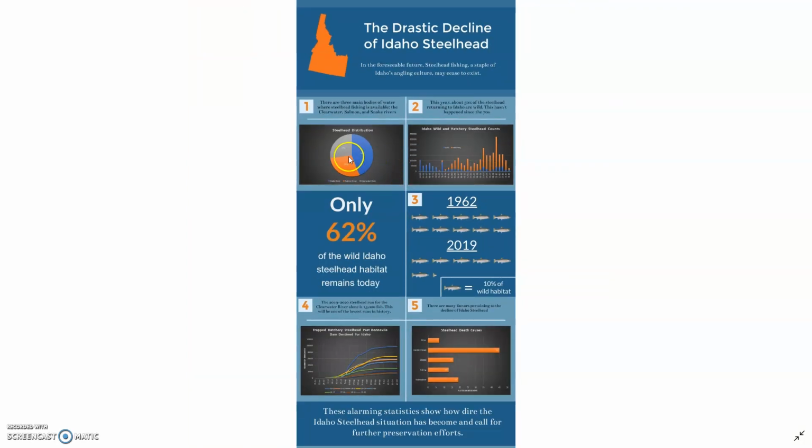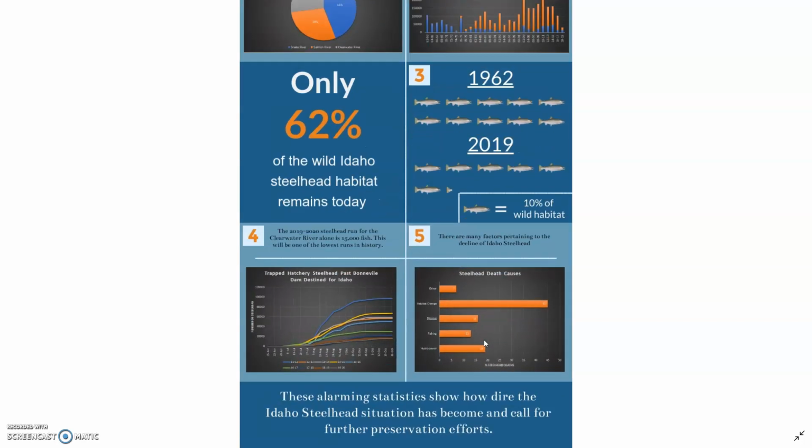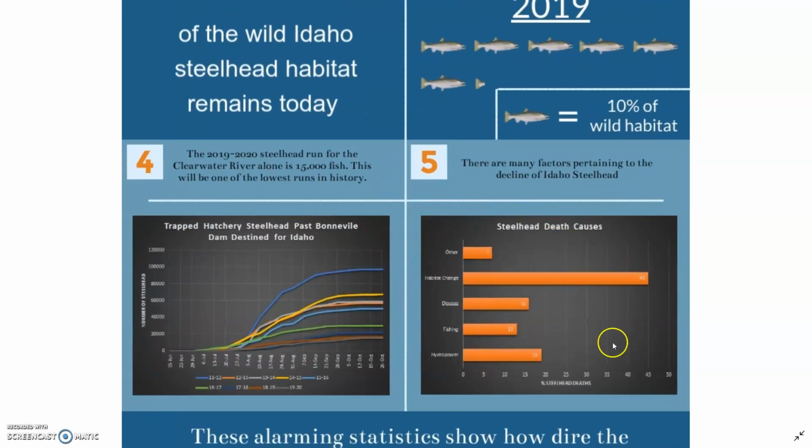Now moving on to my data, I added an order of increasing complexity, starting with a simple pie chart showing where steelhead are found in Idaho, then moving to more detail-oriented graphs and visuals, showing the declining steelhead numbers throughout Idaho. Finally, I tied all my data together by showing what exactly is causing this change, shown in plot number 5.